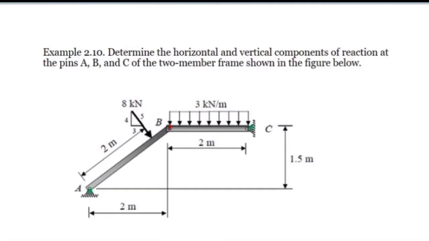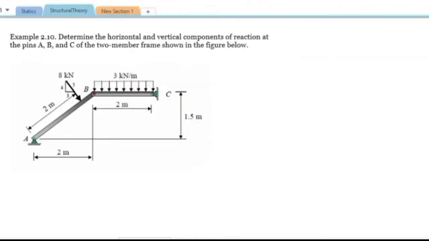Example 2.10, determine the horizontal and vertical components of reaction at the pins A, B, and C of the two-member frame shown in the figure below. The first thing that we are going to do is to draw the free body diagram. Ipaghihiwalay natin si member AB from the member BC.